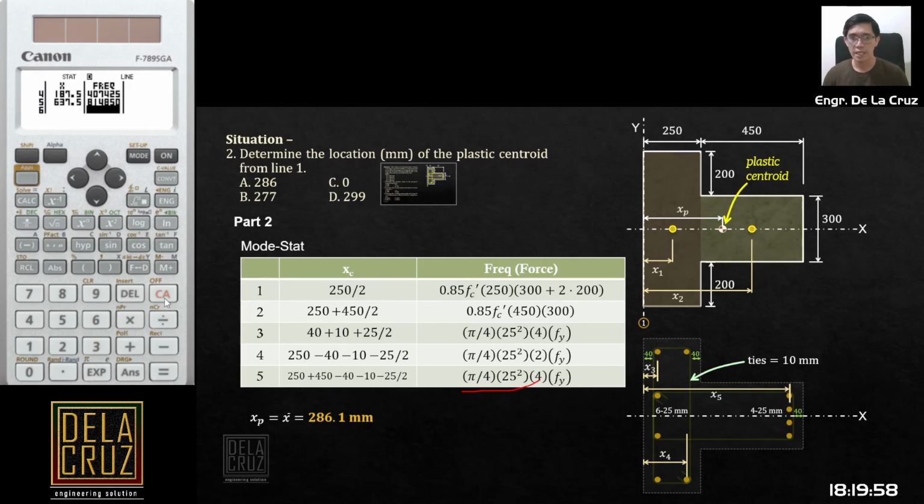Then press AC, I mean CA. Then x-bar again, in apps 5, x-bar. I hope we made no mistakes. Correct, 286.1 mm. So it's very easy, right, using mode 3, the statistics mode in the calculator. If done manually, Varignon's theorem is our concept.